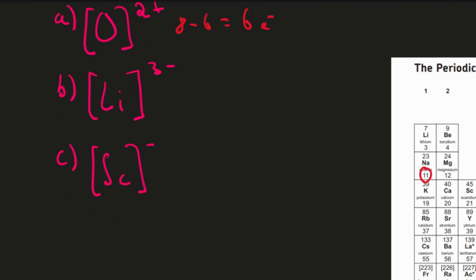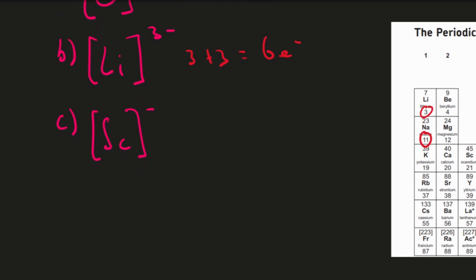Okay, same approach here with lithium. We have a 3- charge this time. So lithium has 3 protons, so usually you have 3 electrons, but in this case you have an additional charge of 3-, so you do 3 plus the 3 additional electrons you need to achieve your 6 electrons.